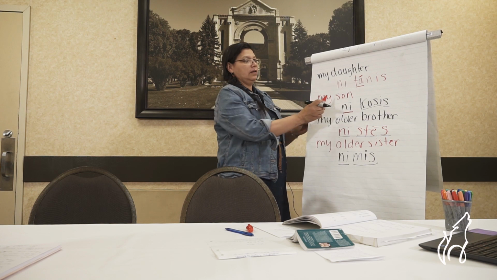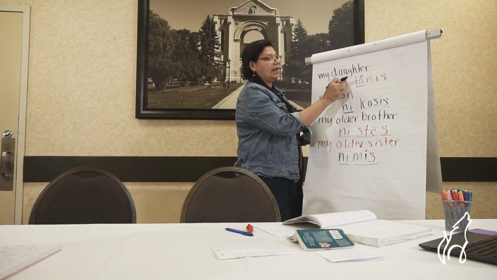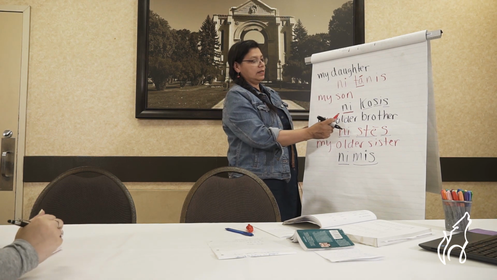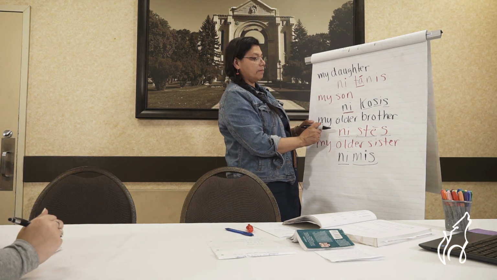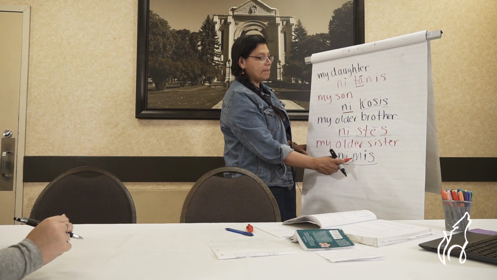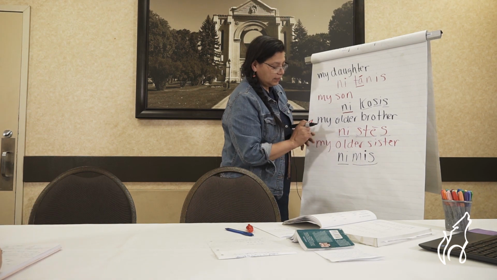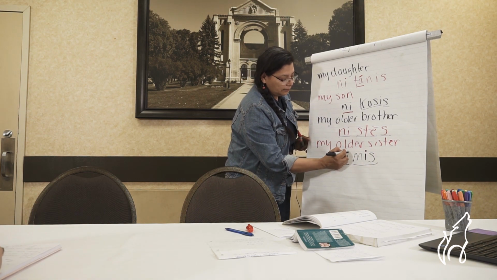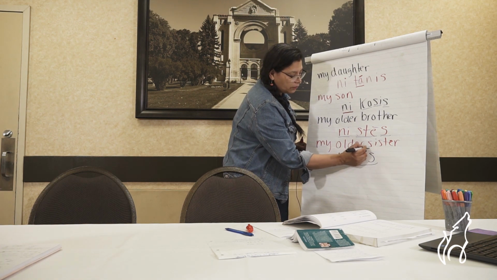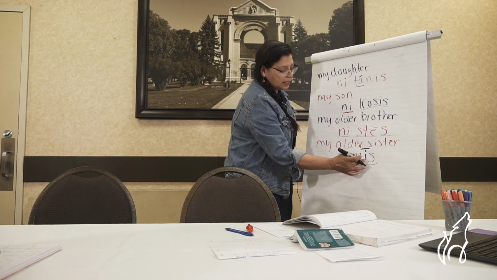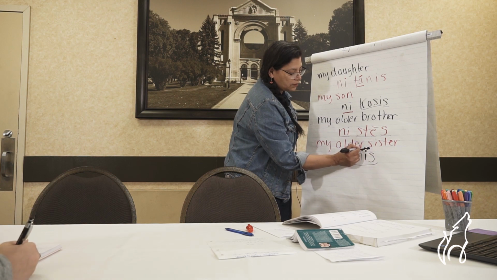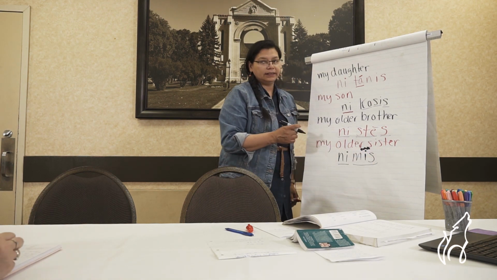My daughter. Nitanis. Okay, don't forget ne. Ne. Okay. Nitanis. There you go. My son. Nicosis. My older brother. Nistes. My older sister. Nemis. Okay, don't forget. The only time you see that is the bar on top of me, ni, ki. Okay, so we don't use that on there. So it's just nemis.